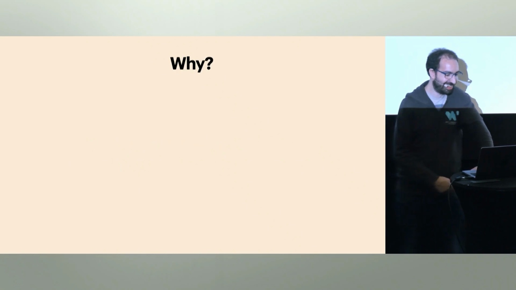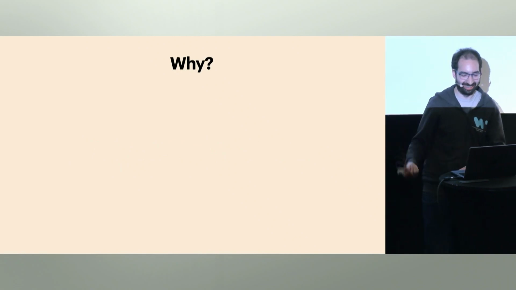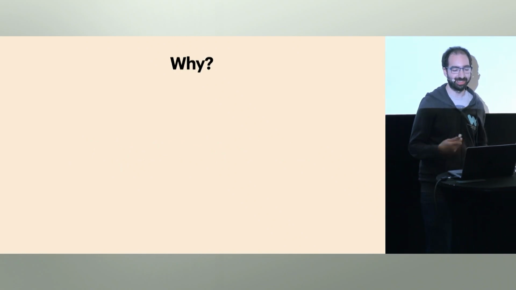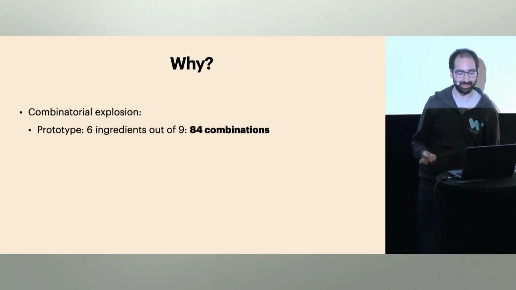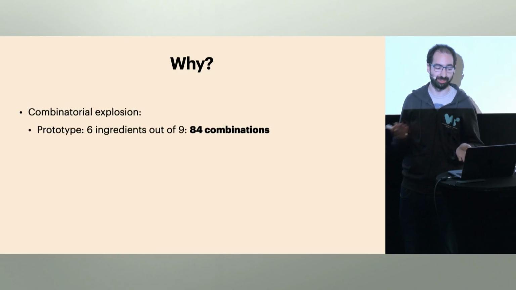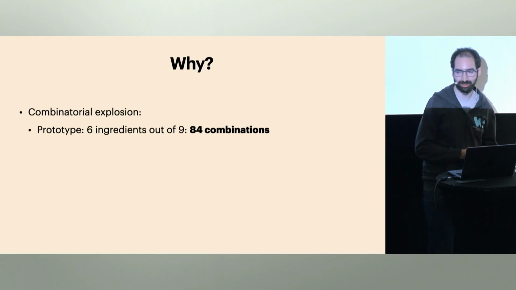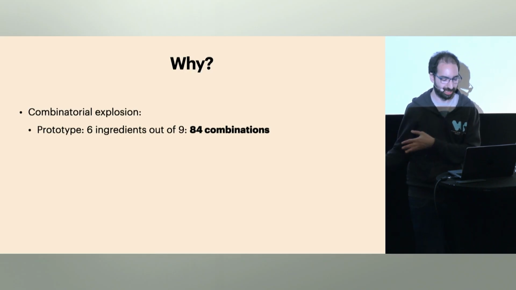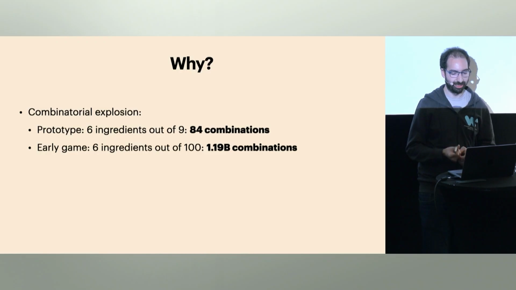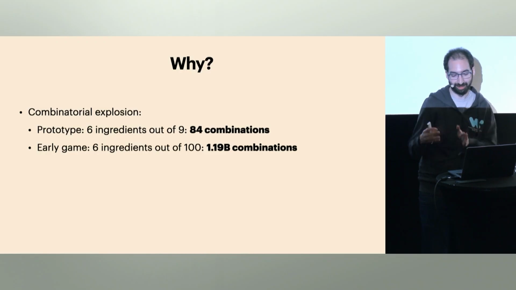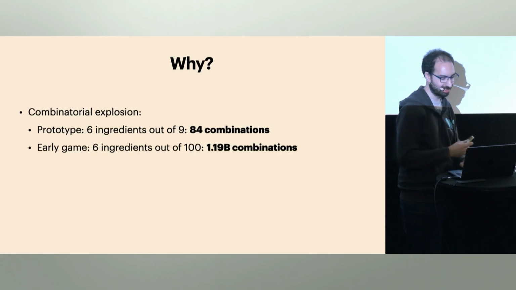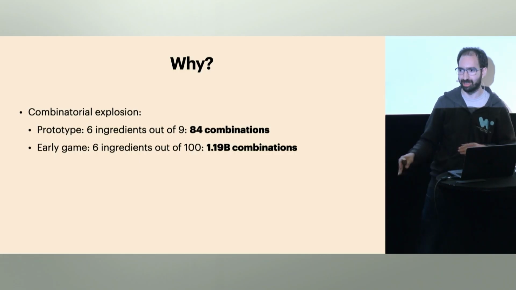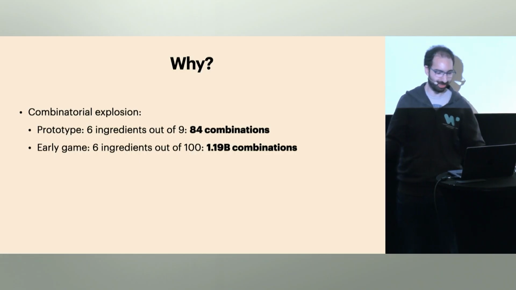No. So the reason it didn't scale was this: we had a typical combinatorial explosion on our hands. In our prototype, we had 6 ingredients out of 9, which is 84 combinations. You go a little bit into the early game, you get 100 ingredients, which becomes 6 ingredients out of 100, which is 1.19 billion. Still manageable on an M5 Max Pro Ultra, whatever.